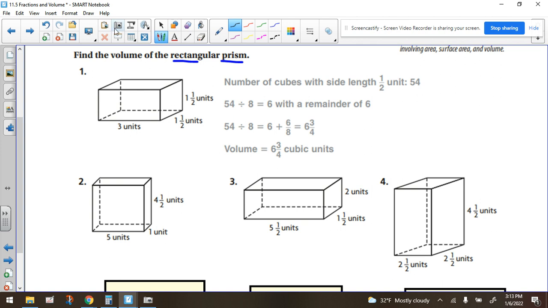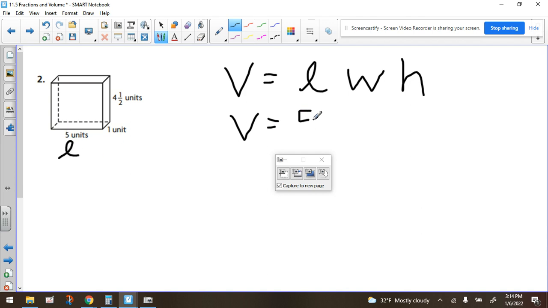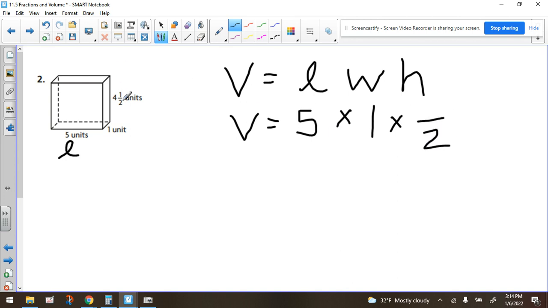Let me make a clear screen for that. All right, so we're going to use the formula volume equals length times width times height. Volume equals, let's call this the length, 5. Let's move that out of the way. We'll call this the width, 1. And we'll turn this into an improper fraction, something halves. And the something halves, this times this is 8, plus 1 more would be 9. And then we'll just stick a 1 underneath all of this to keep it neat and tidy.